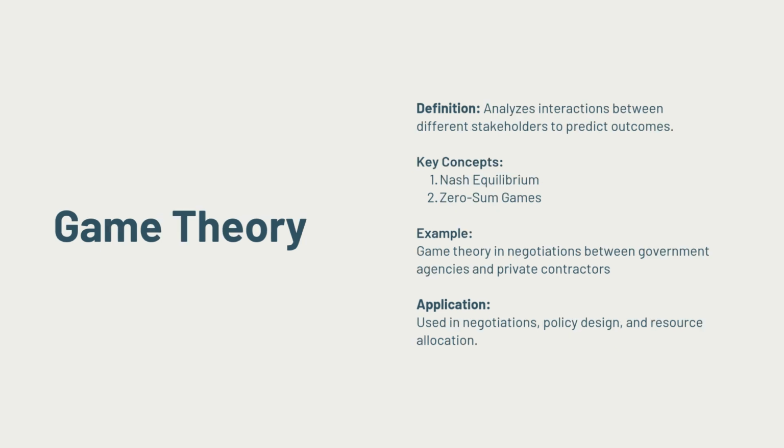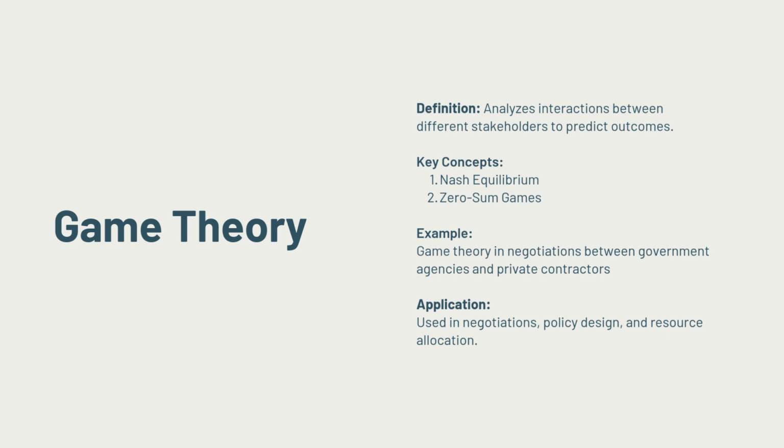And lastly, game theory is a powerful tool for understanding and analyzing the interactions between different stakeholders, such as government agencies, private contractors, and the public. In the public sector, game theory helps public administrators predict how these various actors will behave in competitive or cooperative situations, allowing for better strategic decision making. It is particularly useful when there are conflicting interests or when decisions by one party affect the outcomes of others.